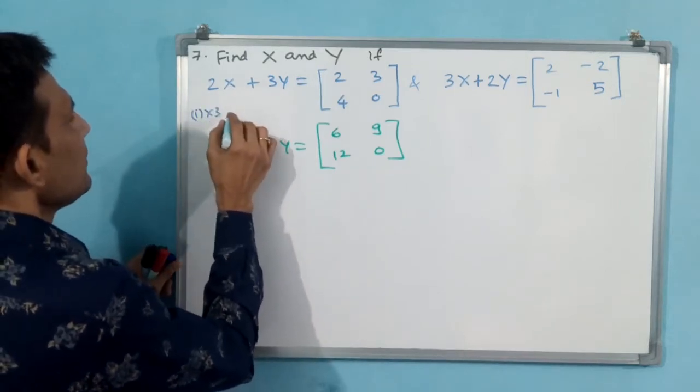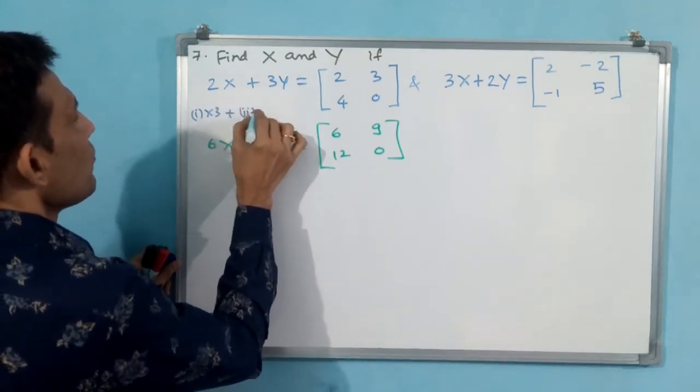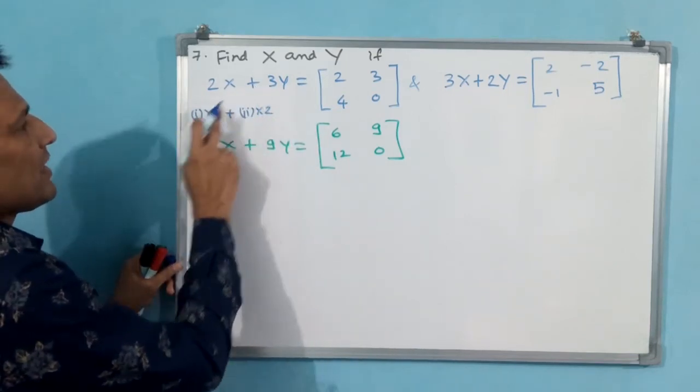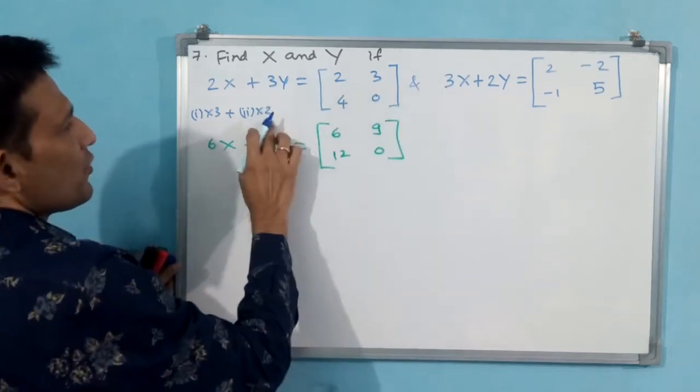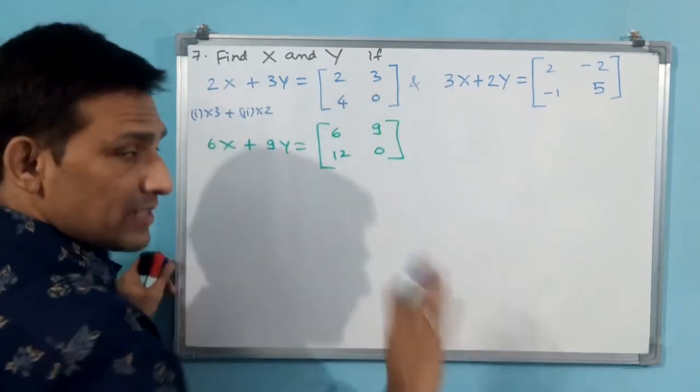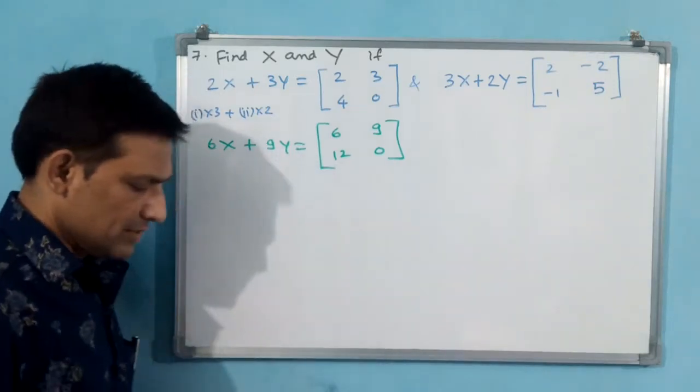1 into 3 plus 2 into 2. Let's take 1 into 3 first. Then 2 into 2. Why? Because here 3 into 2 is 6x, and 2 into 3 is 6x. The 6x is going to get cancelled. You might have understood now.